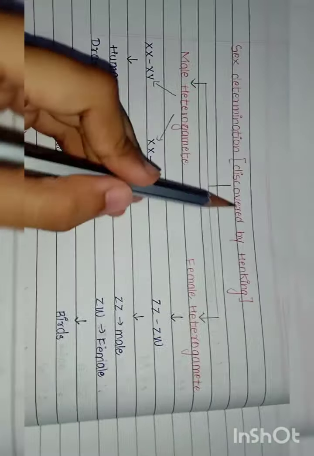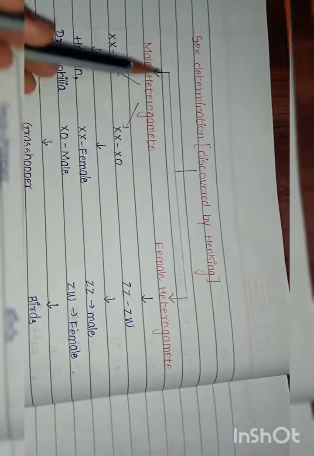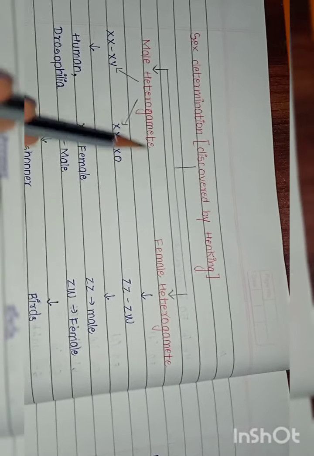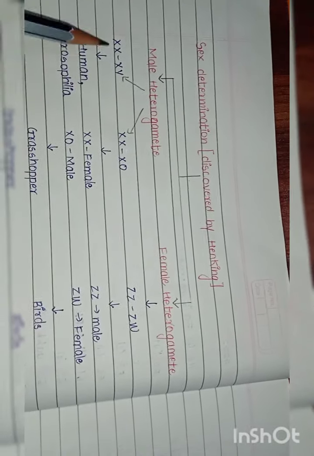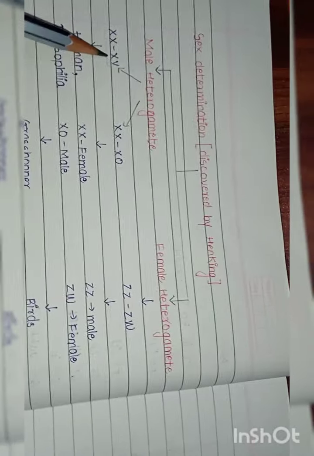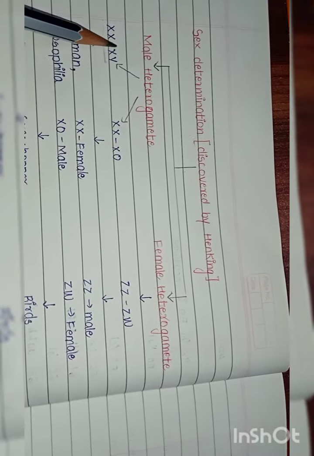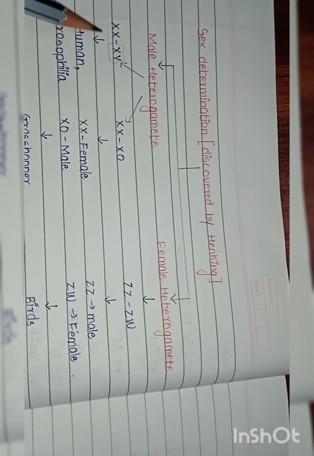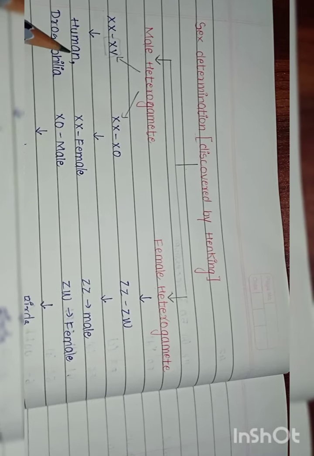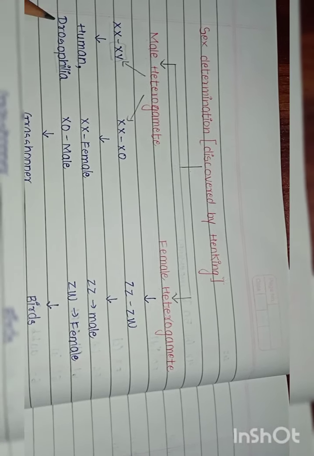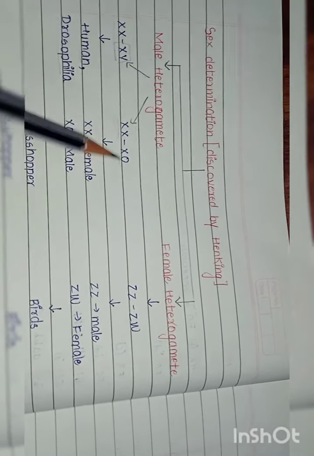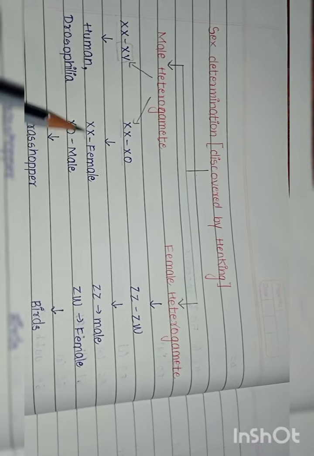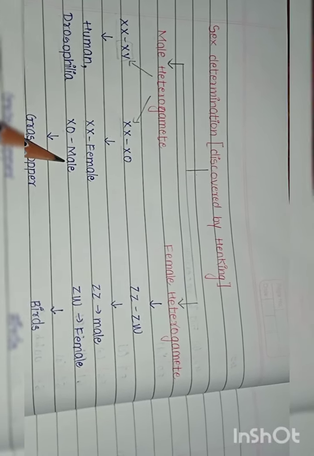Sex determination was discovered by Henking. There is a male heterogamete and a female heterogamete. In XX-XY, the male shows heterogamy. For example, in humans and Drosophila, XX and XY, and XX and XO, where XX represents female and XO represents male.